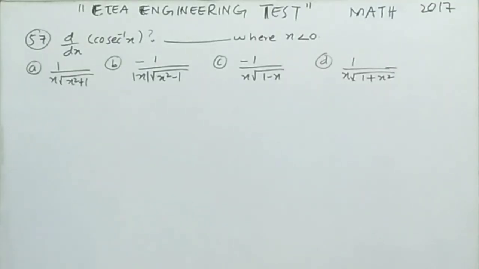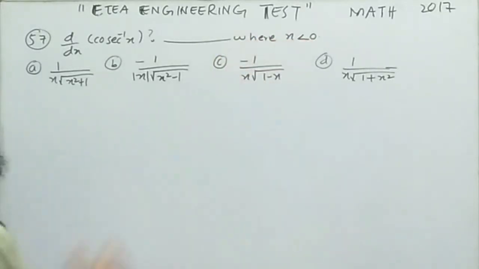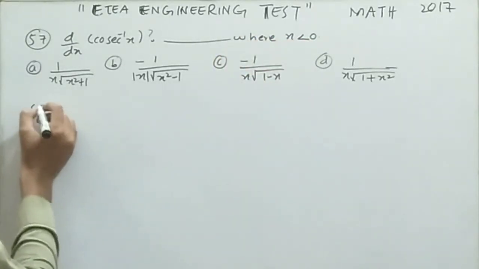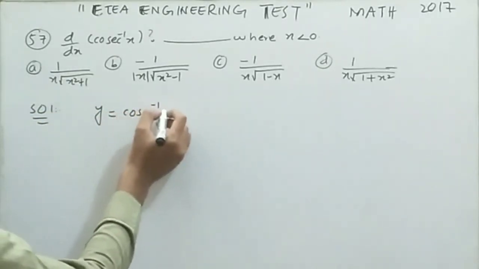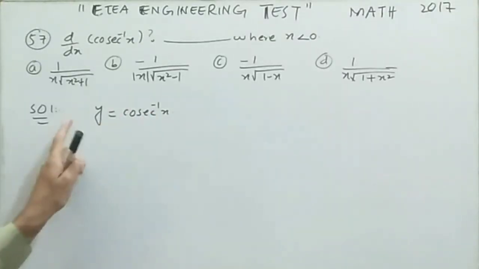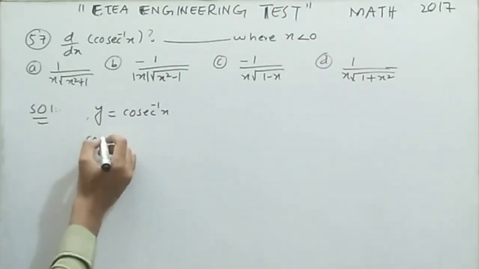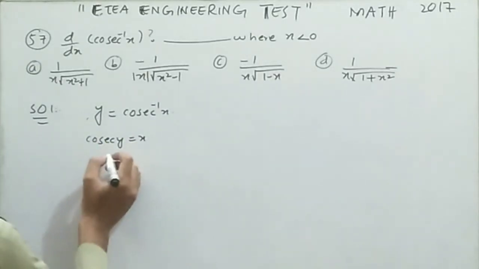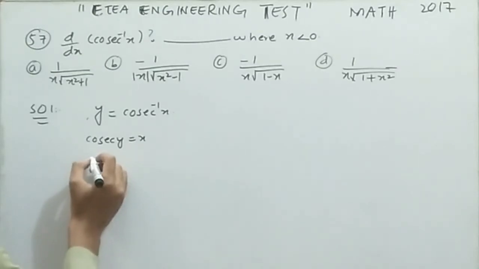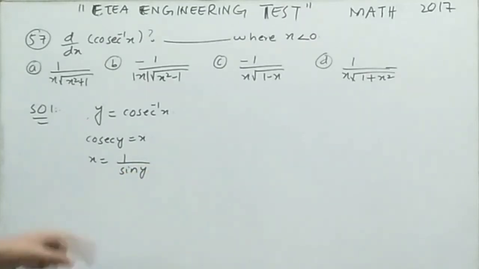Move to the last MCQ of the ETEA Engineering Test of Mathematics portion 2017. It asks for the derivative of cosecant inverse x, where x is less than 0. So how can we find the derivative of the cosecant inverse function? Let's suppose it is equal to a function y is equal to cosecant inverse x. Now shift cosecant inverse to this side. Over here the power is negative 1, so by shifting to the left hand side it becomes positive 1. So it becomes cosecant y is equal to x. Now after this, x is equal to cosecant y, which can be written as 1 over sine y.